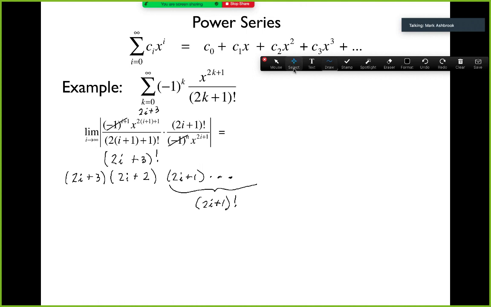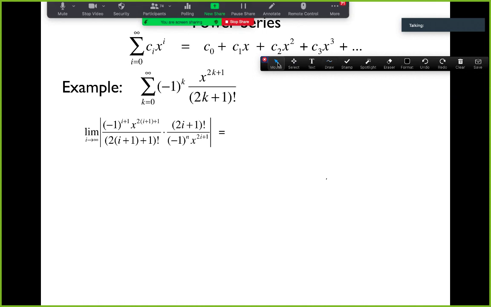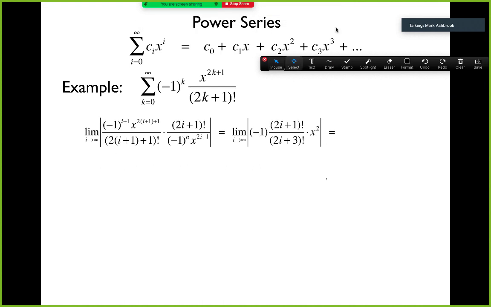So let's see that. There's the x squared, there's the -1 in the alternating. And so that's what we said. So you're going to have the 2i plus 3 and the 2i plus 2 left when you simplify the factorials, and the x squared. And so what is the limit of this? So as i goes to infinity, as i gets really, really big, what is the limit of this?